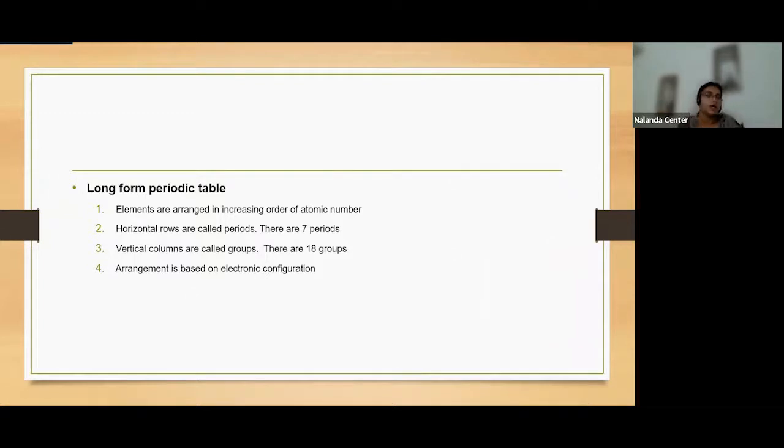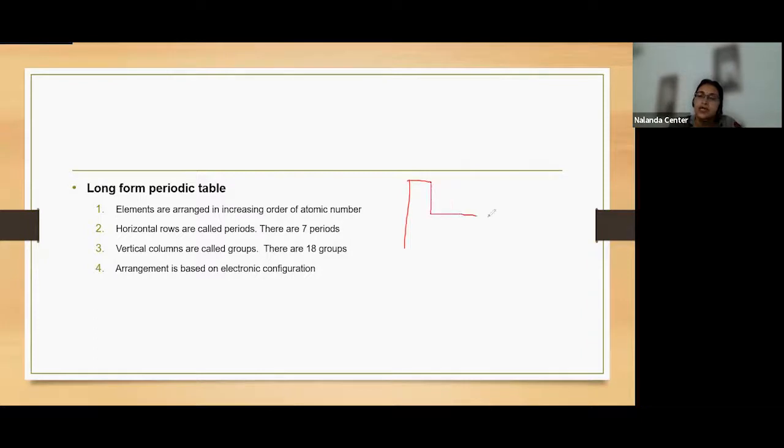Okay, so in the long form of the periodic table, the elements are arranged in increasing order of their atomic numbers. We already saw that the horizontal rows are known as periods. There are 7 periods and there are 18 groups, which are the vertical columns.